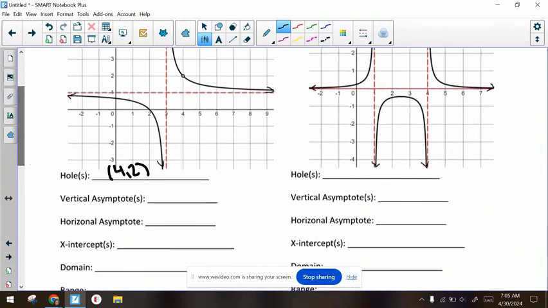Vertical asymptote is the one that goes straight up and down. It starts with x equals. This one is at x equals 3. Our horizontal asymptote starts with y equals. This one's at y equals 1. We have an x-intercept located at 2, 0.